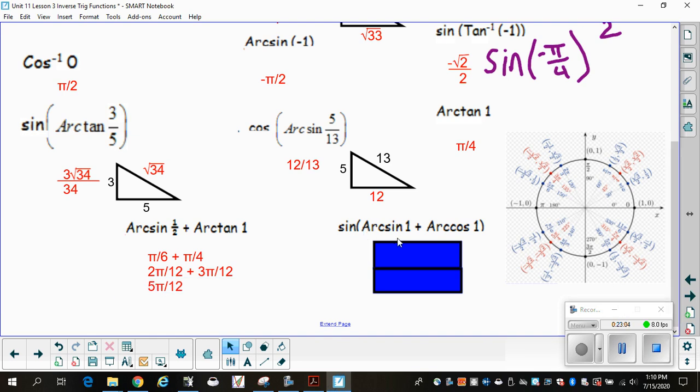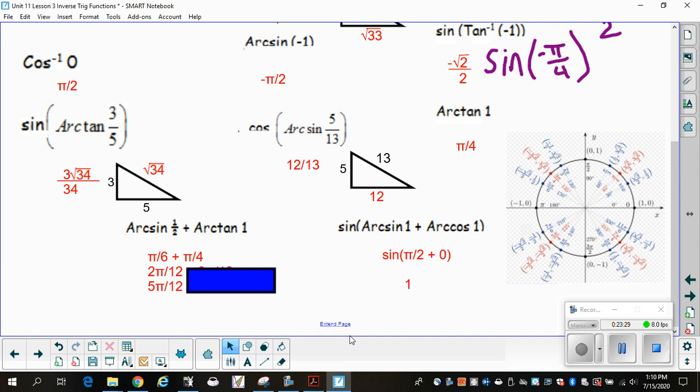The sine of the inverse sine of 1 plus the inverse cosine of 1. Where is sine 1? Oh, sorry. Sine is 1 at pi over 2. Cosine is 1 at 0. So sine of pi over 2 plus 0 becomes the sine of pi over 2, which is just 1. Got it? You've got to be able to go back and forth, in and around.